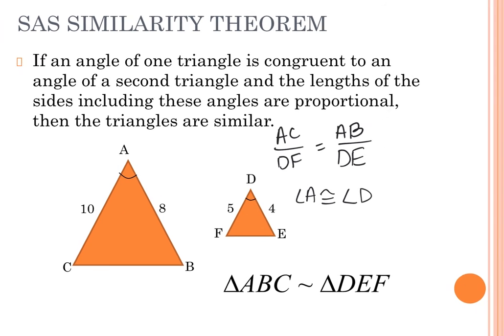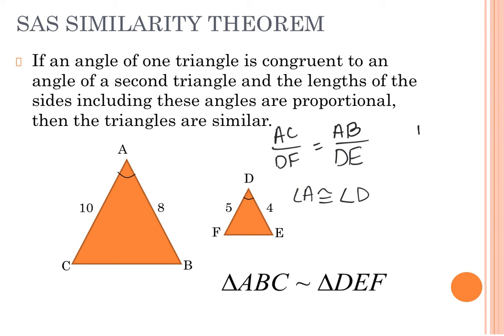Okay? Now, AC was 10, right? DF was 5. AB was 8. And DE was 4. So we're going to get 2 equals 2 again. So we can apply the side angle side similarity theorem.